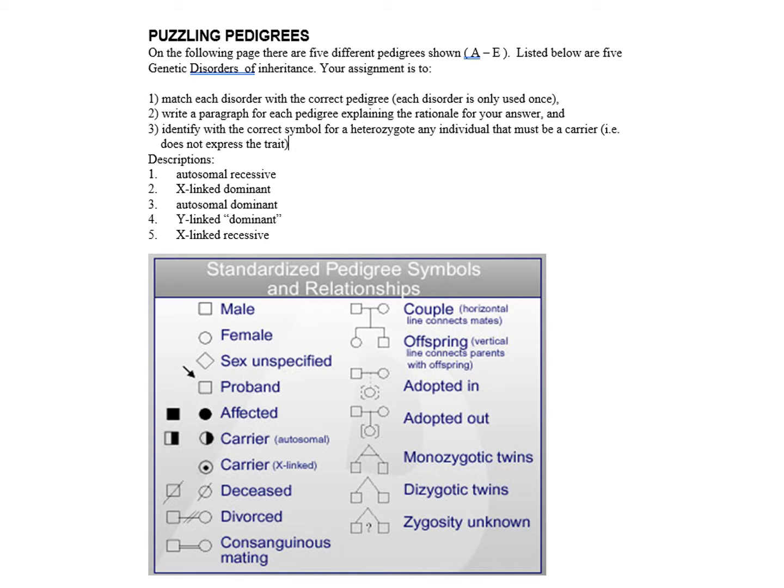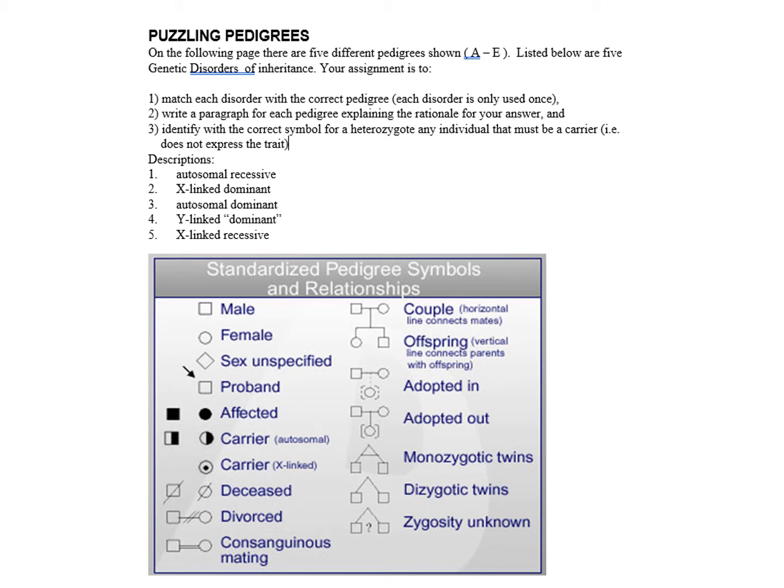Down here, you can see the symbols, male and female, but we're also going to be dealing with carriers. It says which one must be a carrier. If it's an autosomal issue, you would color in half of either the square for male or the circle for female, representing heterozygous, which means they wouldn't show the disease. So a carrier is someone who doesn't express the disease but carries the affected allele, which means they would be heterozygous.